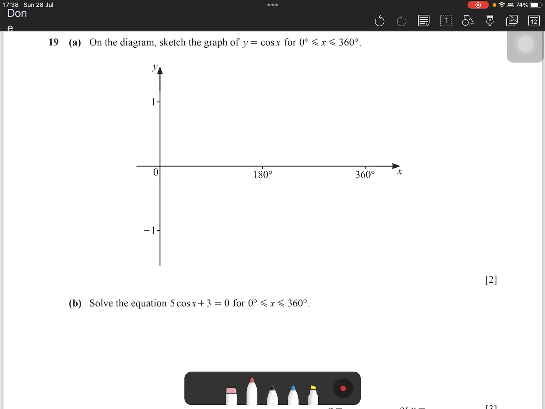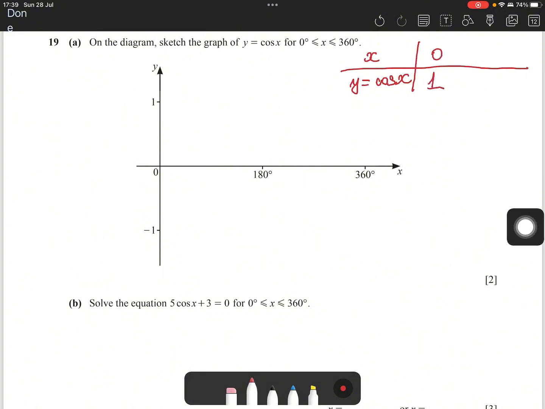Question 19a. On the diagram, sketch the graph of y equals cos x for x from 0 to 360 degrees. First, we'll write a table of values for x and y. When x is equal to 0, cos 0 is 1. When x is 90 degrees, cos 90 degrees is 0. Cos of 180 degrees is negative 1. Cos of 270 degrees is 0. And cos of 360 degrees is 1.